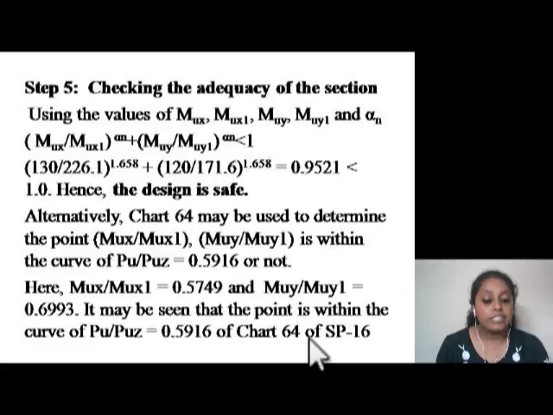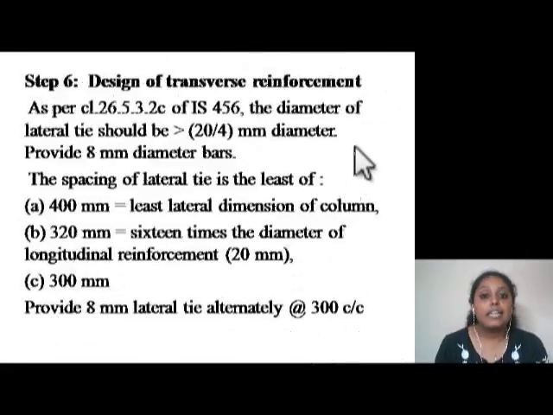The last step is the design of transverse reinforcement. In this we have to determine the diameter of the lateral tie and also the spacing of lateral tie. The diameter of lateral tie should be greater than 20 by 4 mm diameter. So we are providing 8 mm dia bars, and also spacing should be the least of 400 mm, that is the least lateral dimension of the column, and 320 mm, that is 16 times the diameter of longitudinal reinforcement, the diameter is 20 mm, or 300 mm.